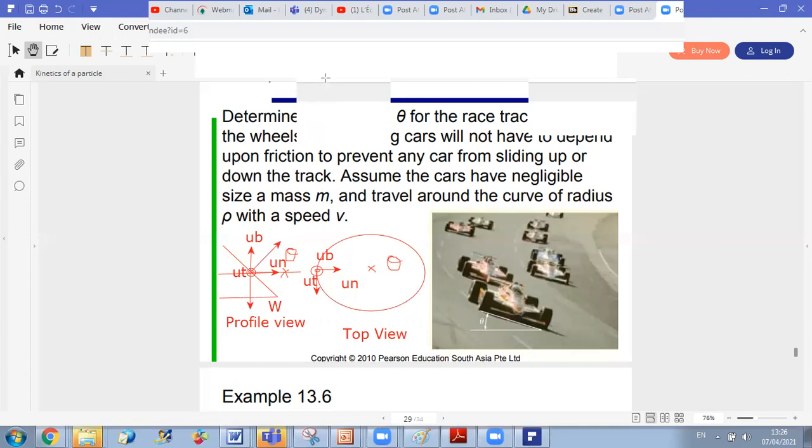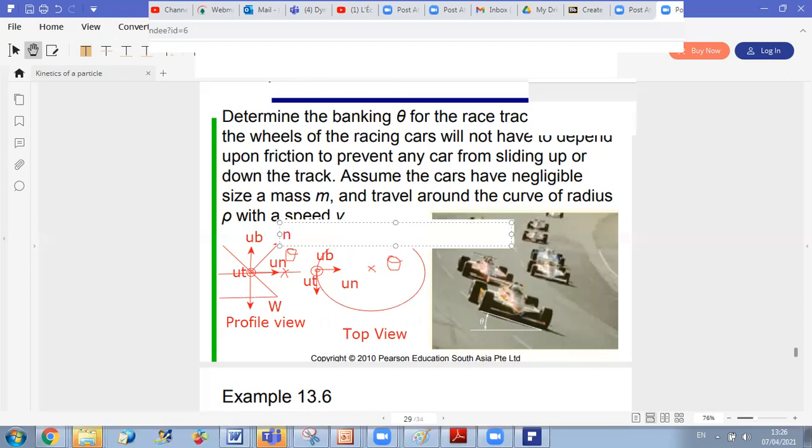So as you can see here, I don't have force projection along UT. The two forces I have are in plane UN, UB. So when I do sum of T, what will I obtain? Sum of T equals 0. This means that AT is 0 and therefore my velocity is constant.